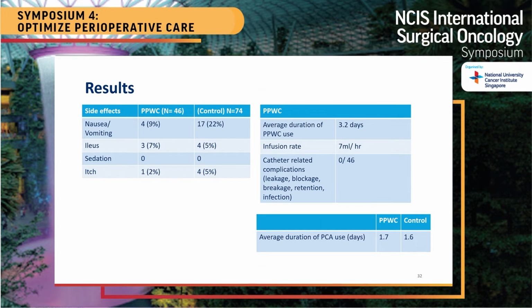With regards to the pre-peritoneal wound catheter group in the table on the right-hand side, the average duration of use was 3.2 days. Infusion rate was mainly kept uniformly at 7 mL per hour, and there were no catheter-related complications such as leakage, blockage, breakage, retention, or infection. The use of PCA in both groups is about the same, about 1.7 days in the pre-peritoneal wound catheter group and 1.6 in the control.